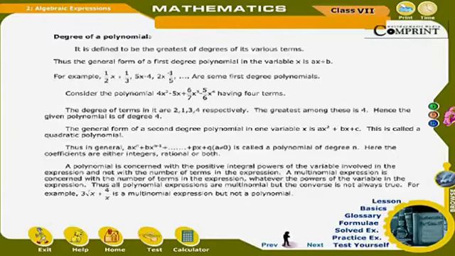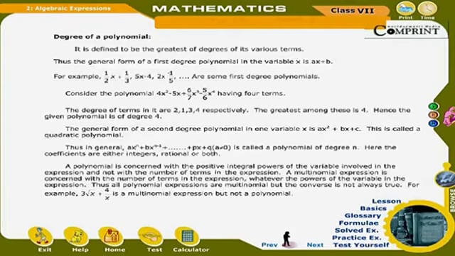Degree of a polynomial. It is defined to be the greatest of degrees of its various terms. Thus, the general form of a first degree polynomial in the variable x is ax plus b. For example, 1 upon 2x plus 1 upon 3, 5x minus 4, 2x minus 1 upon 5 are some first degree polynomials. Consider the polynomial 4x square minus 5x plus 6x cube upon 7 minus 5x to the power 4 upon 6, having 4 terms. The degree of the terms in it are 2, 1, 3, 4 respectively.